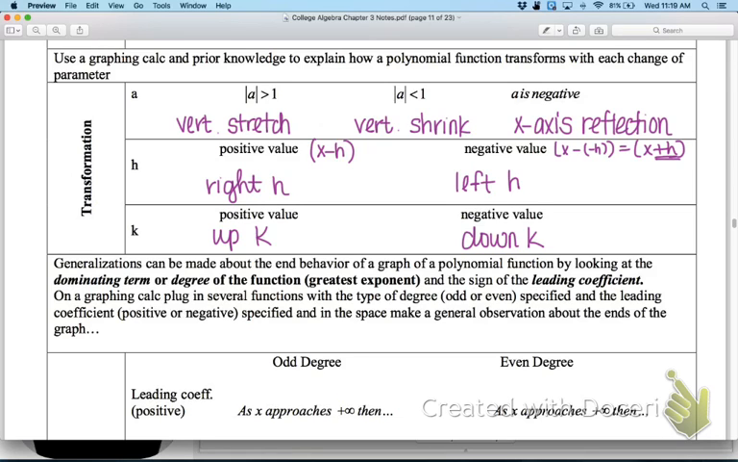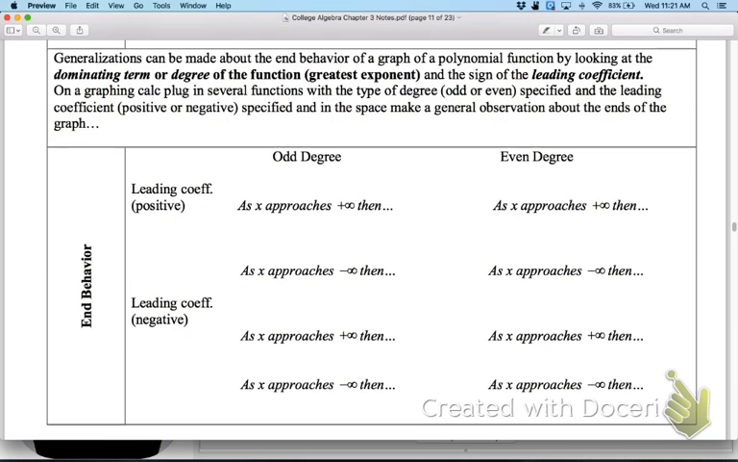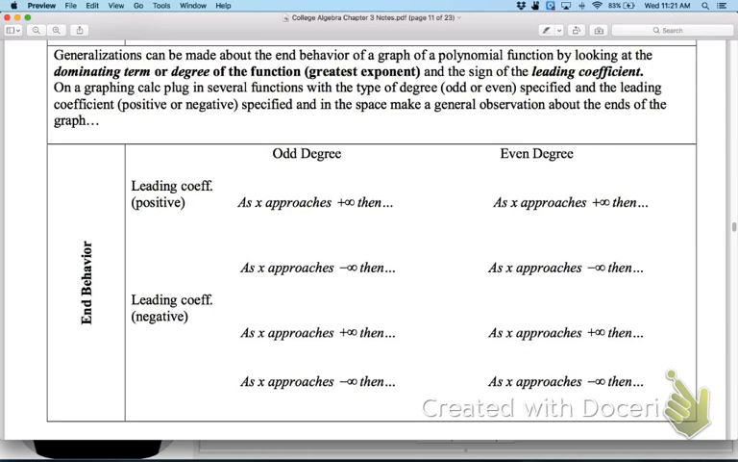Now, what we want to look at also is end behavior, meaning what do the arrows do? Now, this notation, as x approaches positive infinity, we need to make sure that we understand what that means. So let's look at a graph for just a second.